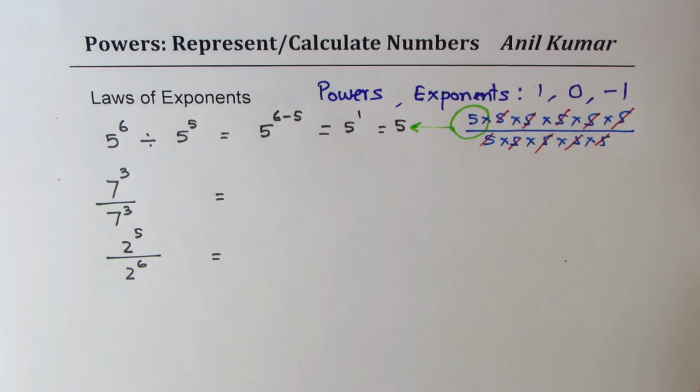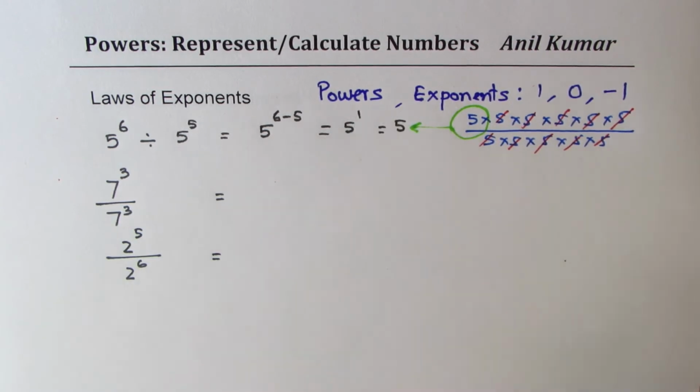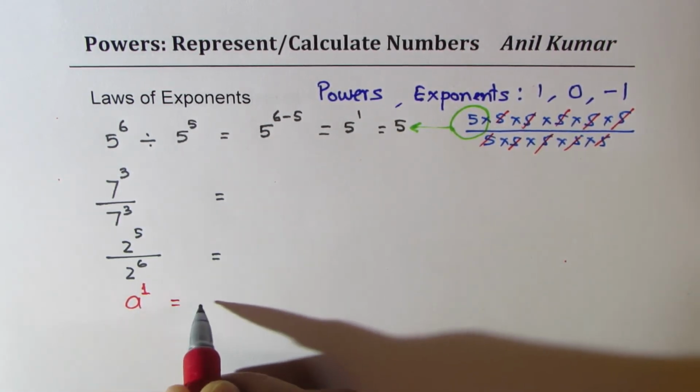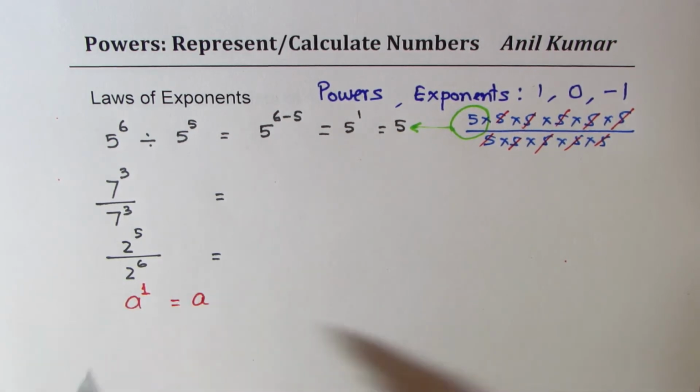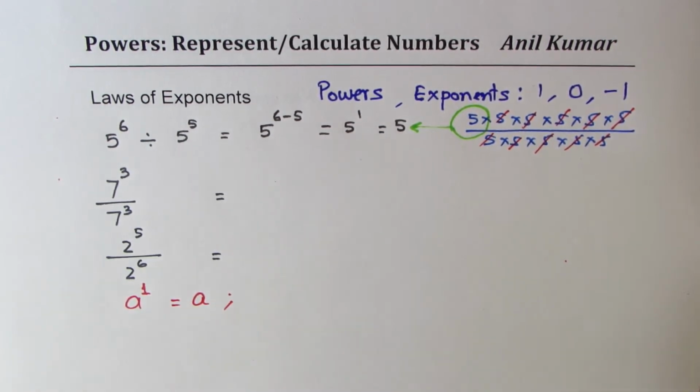So that gives us a rule, and that is anything to the power of 1 is the number itself. So if I have a to the power of 1, it should be equal to a. Anything to the power of 1 is the number itself. Okay. So that's the first rule we learned about exponents 1, 0 and minus 1.